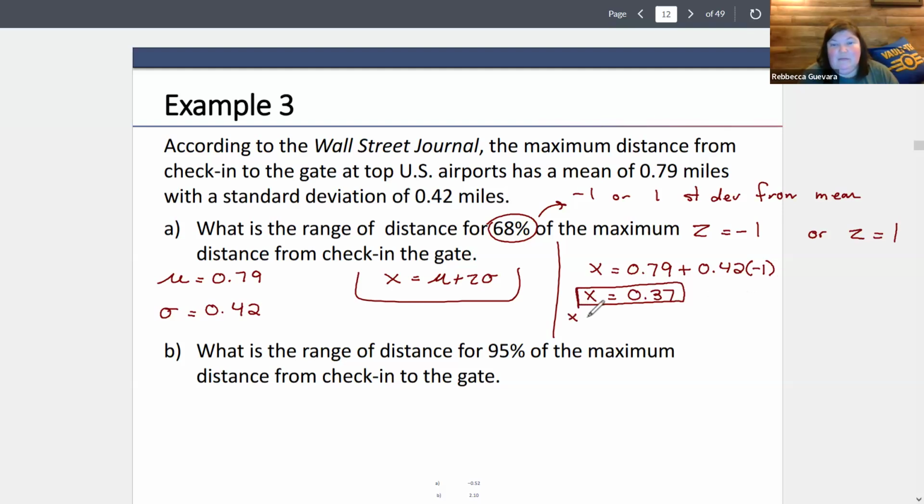And my other option is that I'm 1 standard deviation away on the other side, so it's 0.42 times 1 instead of -1. That is going to be 1.21 miles away. So this range, where 68% of my maximum distances from check-in to gate would be, I know it's a weird phrasing, is 0.37 to 1.21 miles.